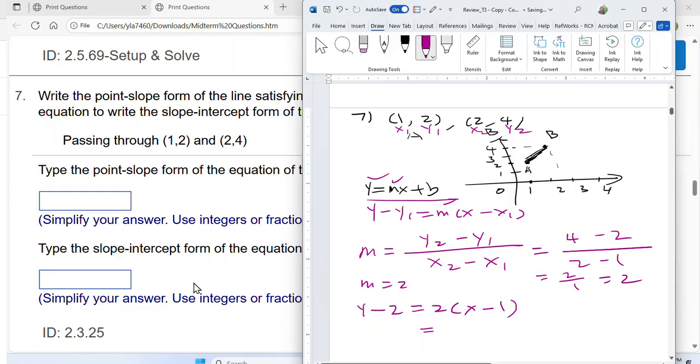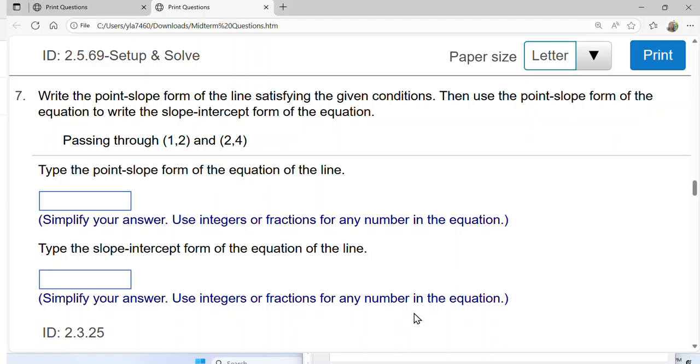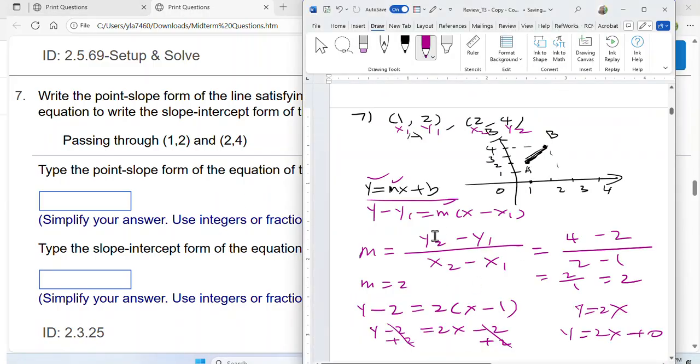If I want slope-intercept form, I simplify this a little bit. Multiply that in, this will be 2x minus 2, and then you add 2 on both sides. This one cancels out, so this will be just y equals 2x. That means b is 0, so you don't have to write plus 0. You just answer y equals 2x. The key thing here is you need to find the slope first, then plug it into the point-slope formula, and then simplify to change it into slope-intercept form.